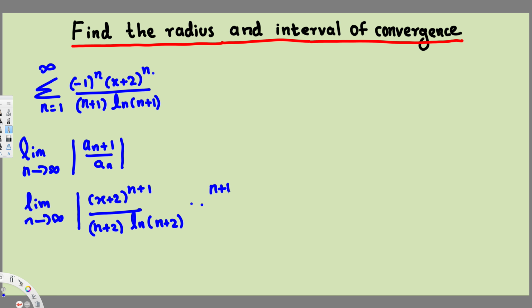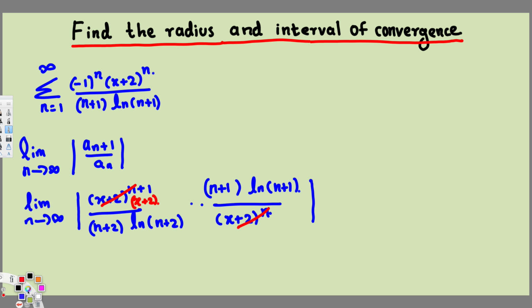times ln(n plus 1) over (x plus 2) power n, right? (x plus 2) power n. From this we can cancel some values, like this (x plus 2) power n we can cancel with this one, and here we have (x plus 2) power 1 remaining, and that's the only thing we can cancel.